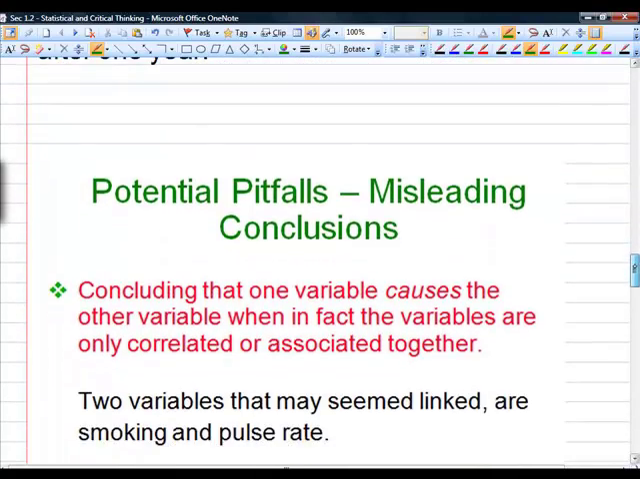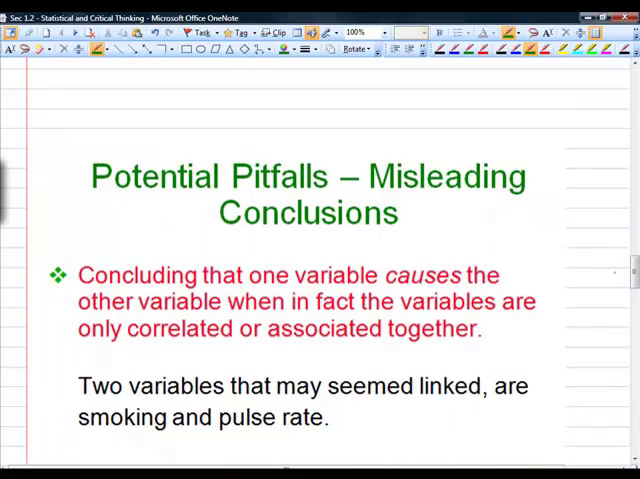There are some potential pitfalls or misleading conclusions that can cause issues whenever you're dealing with data and statistics. One thing that causes confusion is concluding that one variable causes the other variable when in fact the variables are only correlated or associated together. Two variables that may seem linked are smoking and pulse rates. They may be linked, but does one variable cause the other?